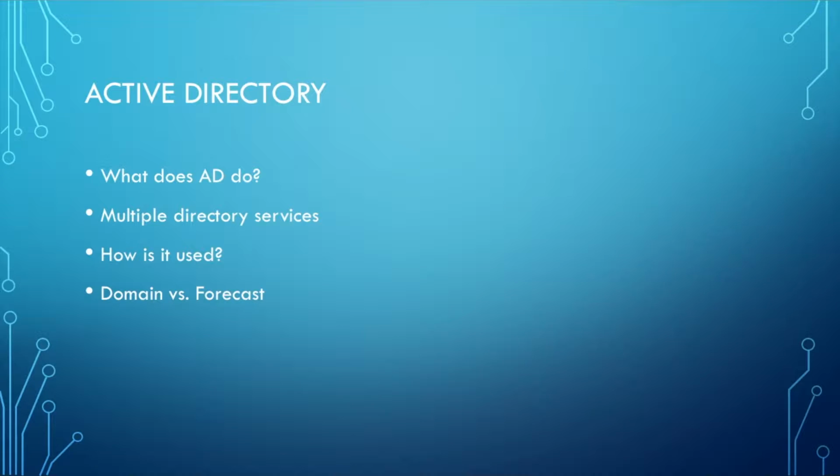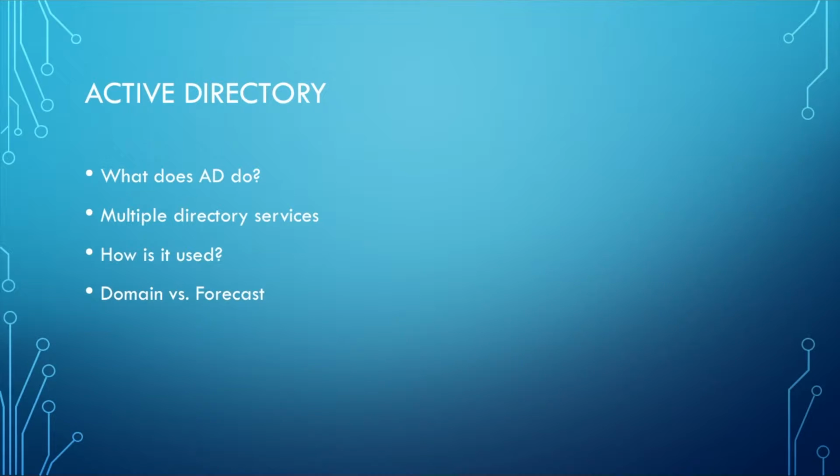Going over to Active Directory, what does AD do? It's basically domain services, which is a Microsoft directory server. It provides authentication and authorization mechanisms, as well as a framework within which other related services can be deployed. It is a compliant database that contains objects. There are multiple directory services, and within Active Directory you have domain services, lightweight directory services, and certificate services. Just a brief overview of those three.